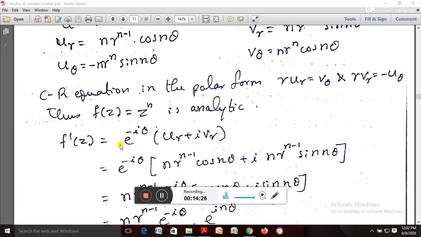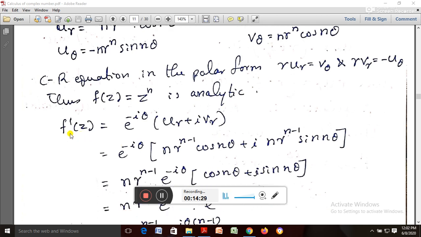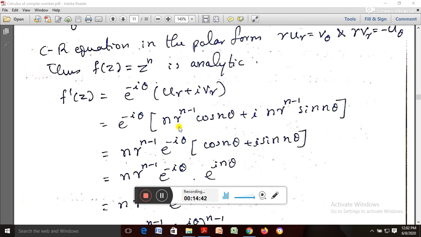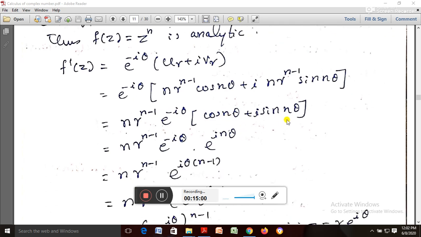So it is in terms of polar, so in terms of polar we can write f dash of z is equal to e raised to minus i theta into u_r plus i into v_r. e raised to minus i theta as it is, u_r means dou u by dou r, already calculated, this is u_r, and this is v_r. Substitute here, we get n into r raised to n minus 1 cos n theta plus i into n into r raised to n minus 1 sin n theta. Both the terms have n into r raised to n minus 1 common, so we take it common: n into r raised to n minus 1 e raised to minus i theta, remaining is cos n theta plus i sin n theta. So it can be written as e raised to i n theta.